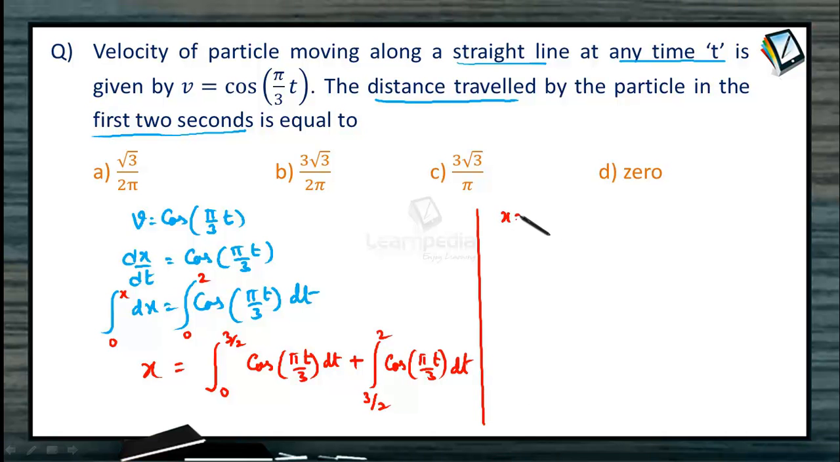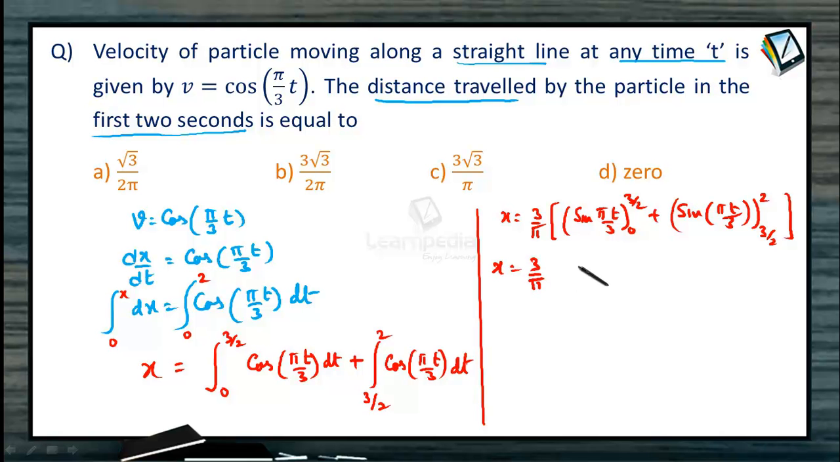Now x will be equal to, integrating and putting the limits, (3/π) sin(πt/3) from 0 to 3/2, plus sin(πt/3) from 3/2 to 2. Fine. So x is equal to 3/π into sin 0, which we can substitute as 0. For the upper limit 3/2, it becomes sin(π/2), which is 1, minus 0, plus first we substitute 2 here, sin(2π/3), minus 1.